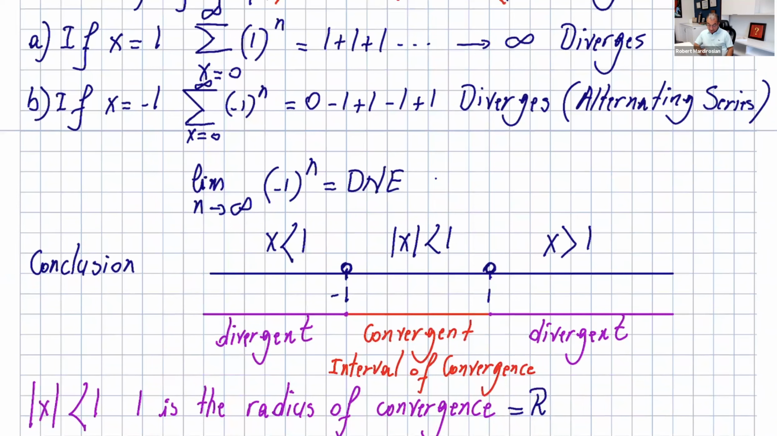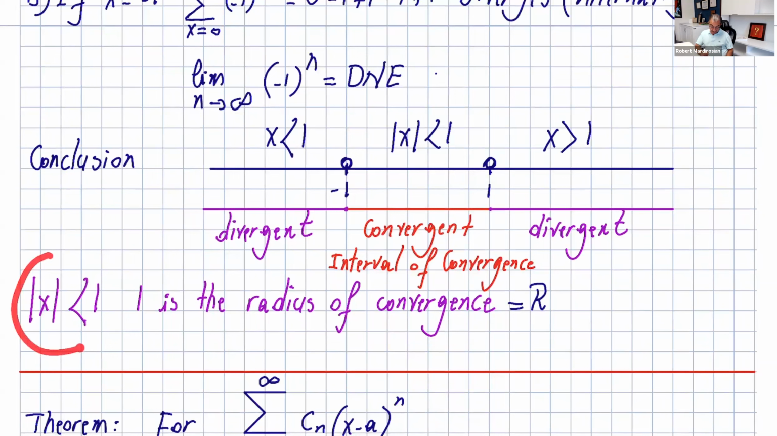So now, what is the conclusion? Here we have the absolute value of x. If I draw this number line, the absolute value of x less than 1, that means between -1 and 1, the series is convergent. We call that the interval of convergence. After 1 and before -1 is divergent, so it is also divergent outside of -1 and 1. Now, when we write the absolute value of x less than 1, this 1 here is called the radius of convergence, and the symbol is R.